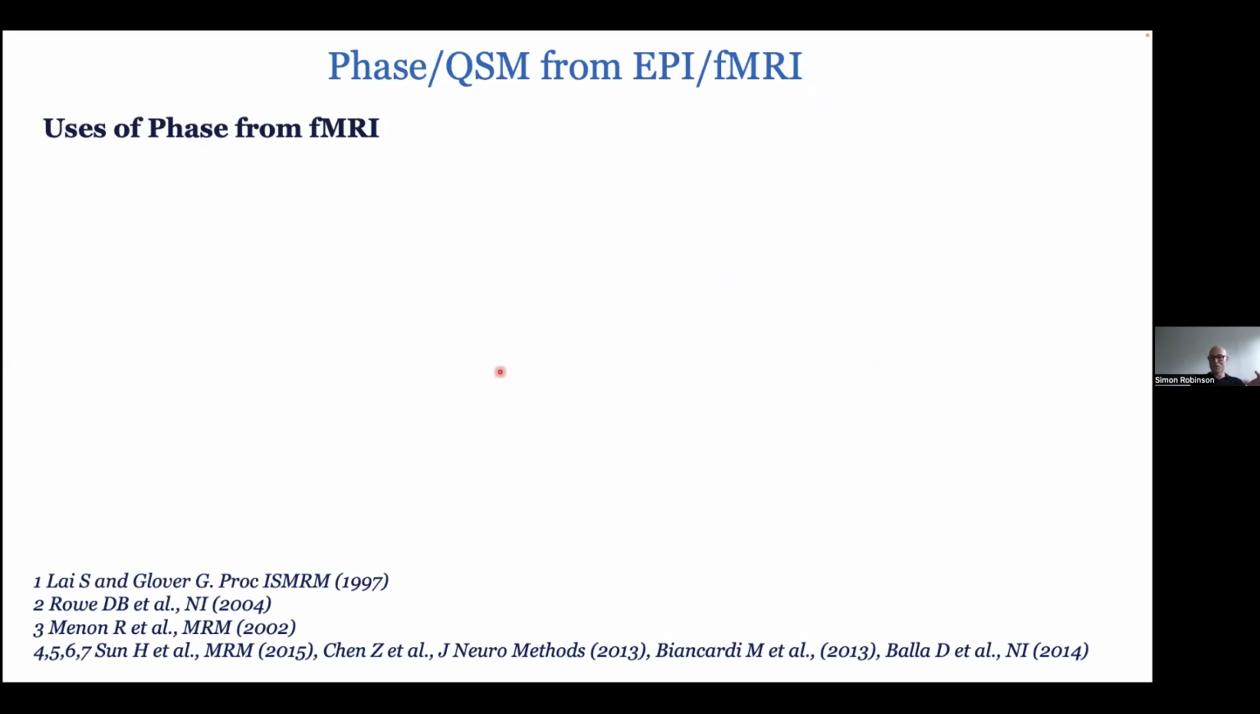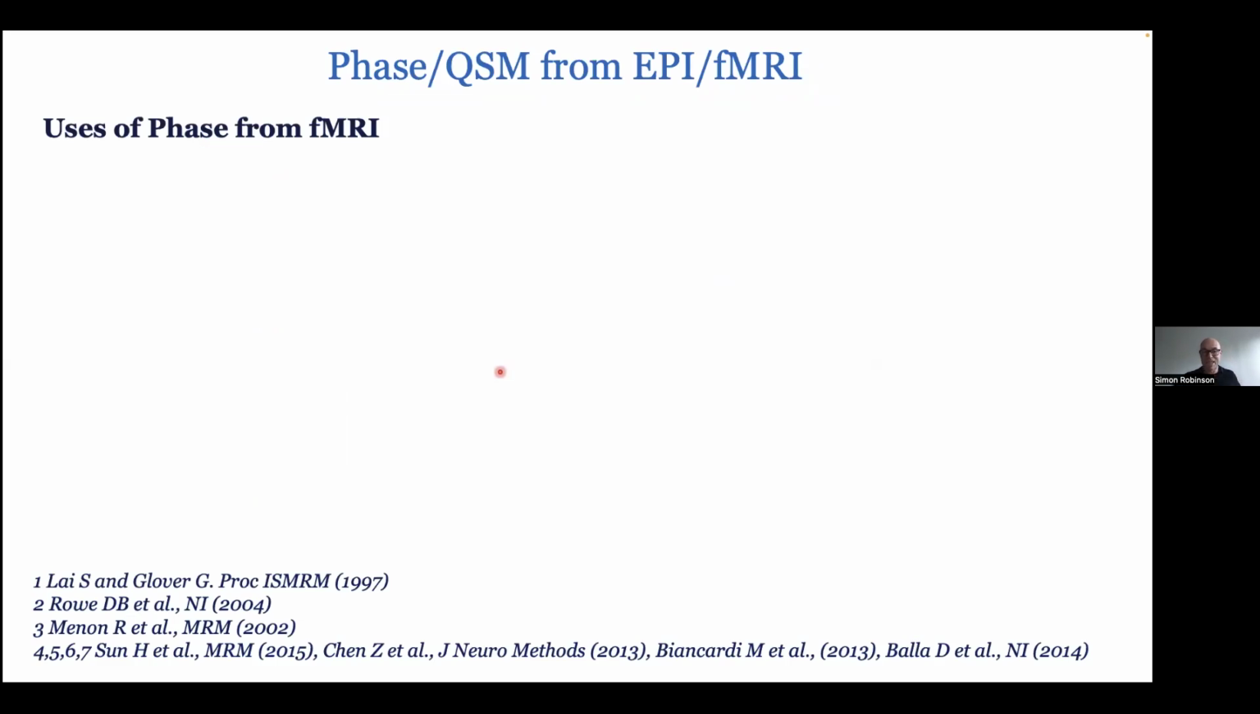Okay, so that was all the static susceptibility imaging, mostly SWI, but also the methods and the processing that's needed for QSM. I'm going to move now to fMRI and see how those methods that we've developed for SWI and QSM can be used to give us additional information out of the phase in fMRI.